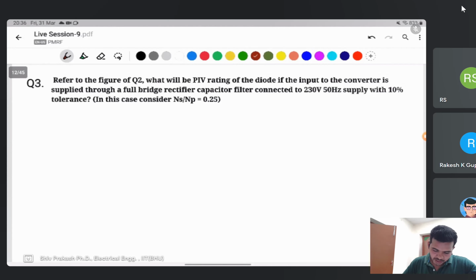The next question is given referring to question number 2 of the same question. What will be the peak inverse voltage rating of the diode if the input to the converter is supplied through the full bridge rectifier capacitor filter connected to 230 volt supply with a 10% tolerance?